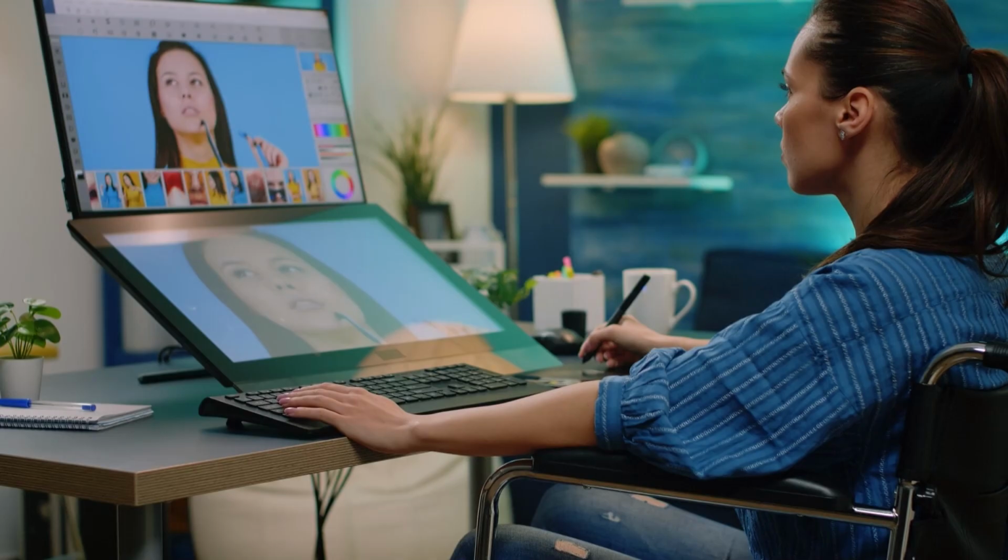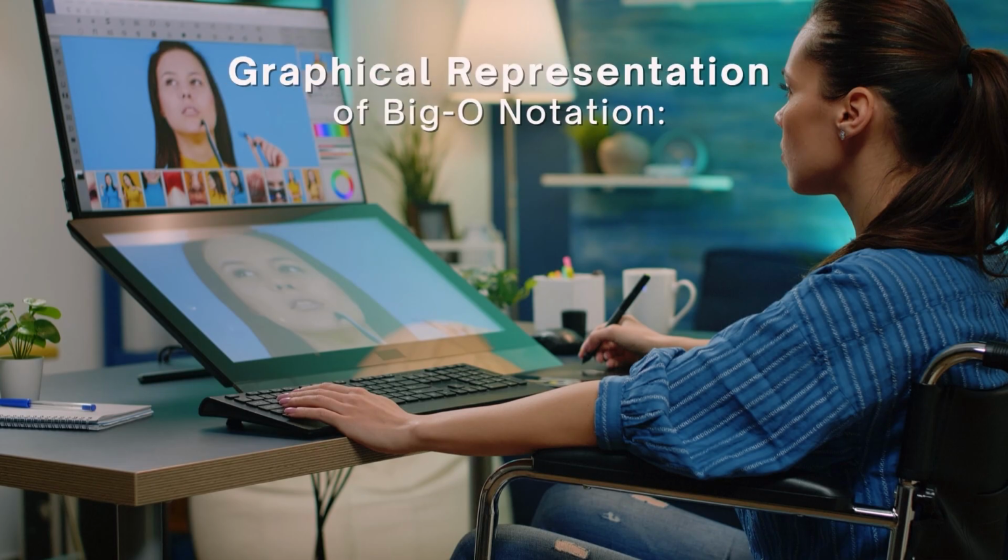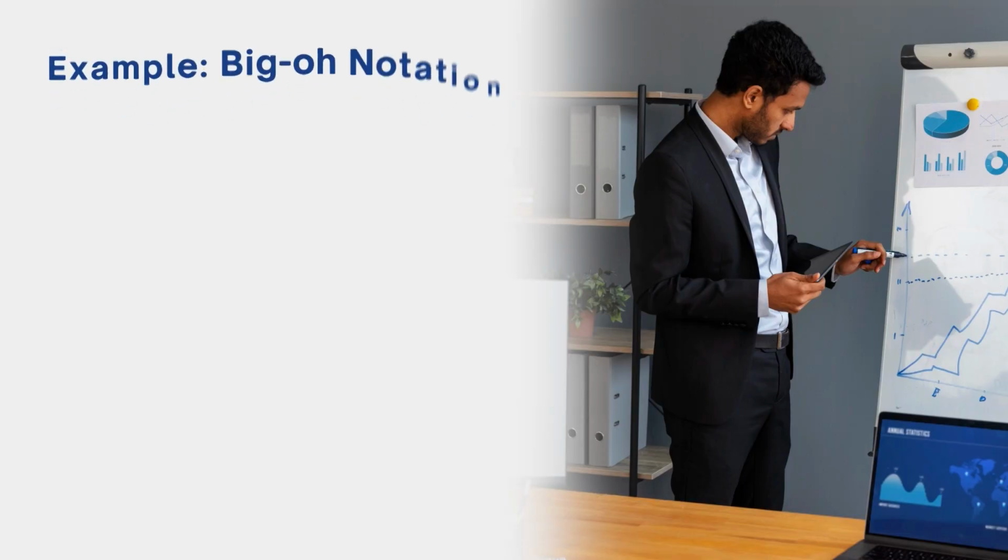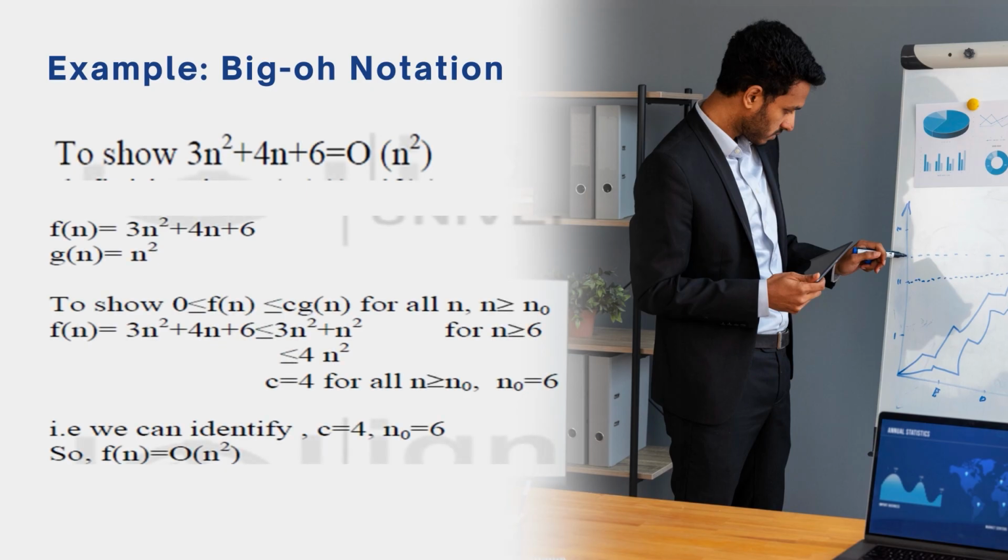So this is the graphical representation: after n naught, for n greater than n naught, we can see Fn has an upper boundary, that is C times Gn. I have taken an example of BIGO notation: 3n square plus 4n plus 6 equal to BIGO of n square. So in this case Fn equal to 3n square plus 4n plus 6 and Gn equal to n square. For solving this, you have to check the inequality: 3n square plus 4n plus 6 is less than or equal to C times n square.